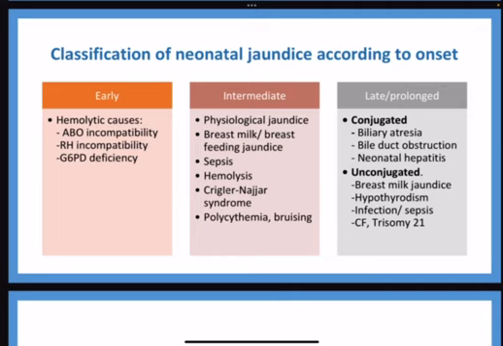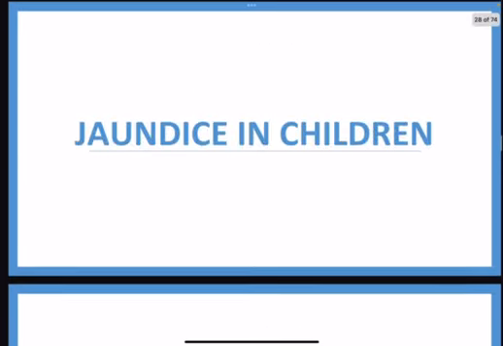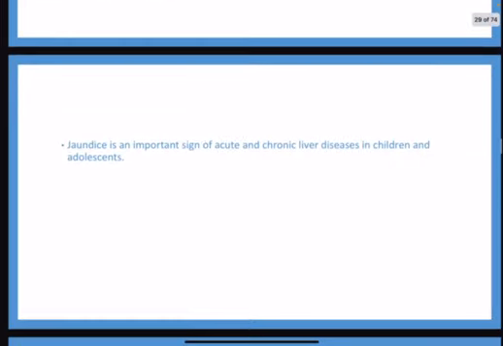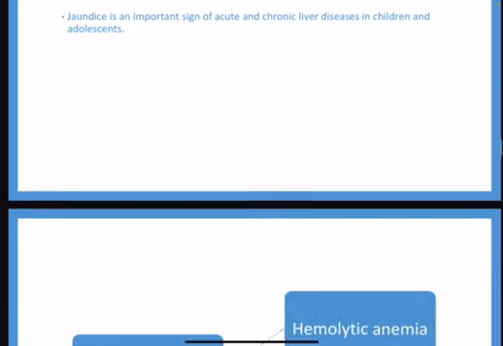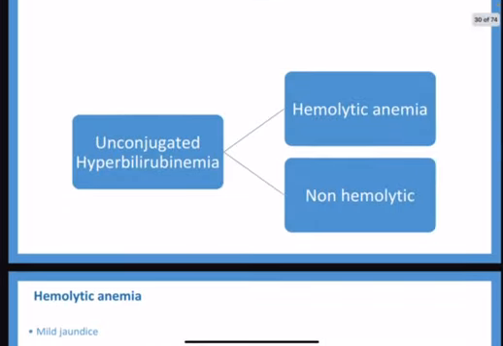Okay, that's it for neonatal jaundice. Let's talk about jaundice in children, with some specifications or extra information. Jaundice in children. If a child presents to you with jaundice, the first thing is to rule out acute and chronic liver disease. Okay. So again, if it's unconjugated, it's either hemolytic or non-hemolytic.